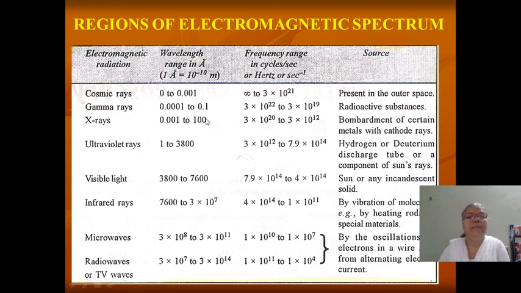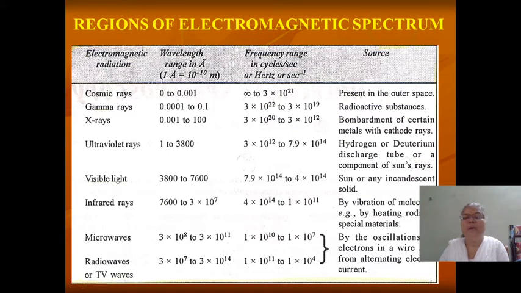Here gamma rays have wavelength 0.001 to 0.1 angstrom unit, and their frequency is 3 into 10 raised to 22 to 3 into 10 raised to 19, and gamma rays we have in radioactive substances. Then X-rays: their wavelength ranges between 0.001 to 100, and the frequency lies between 3 into 10 raised to 20 to 3 into 10 raised to 12.